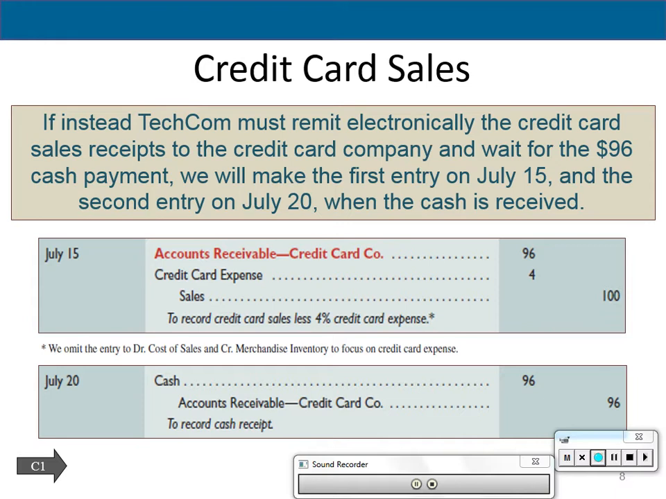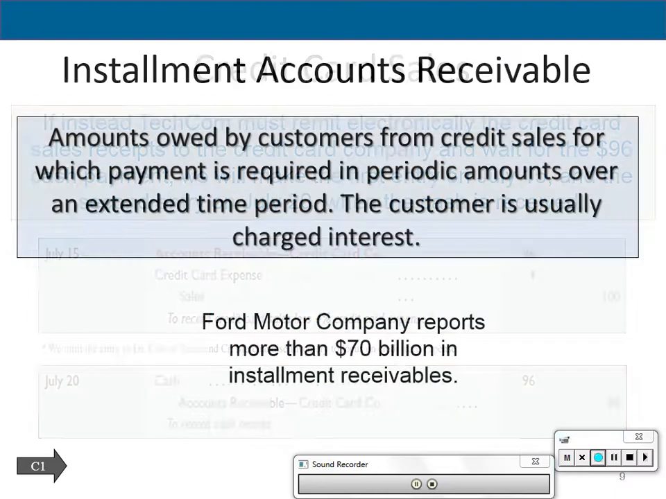And this is when it was cash received. How much? I got it. Oh, wow. Okay.